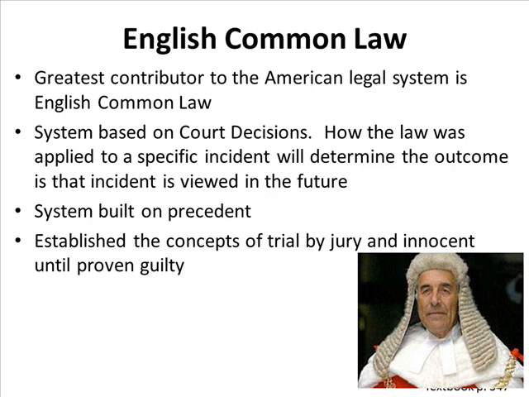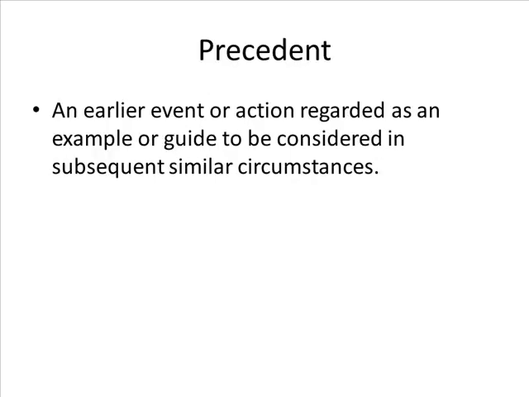And we're going to look at that in this next slide. Now, English common law also establishes the concepts of trial by jury and innocent until proven guilty, which are summarized and influenced and found in our Bill of Rights in the Constitution. Now, a precedent is an earlier event or action that's going to be regarded as an example or guide to be considered in subsequent similar circumstances. So basically, that's just saying whatever happened in the past, we can use how the law was applied to that instance or situation and use it to guide and judge future incidents and situations that are similar.